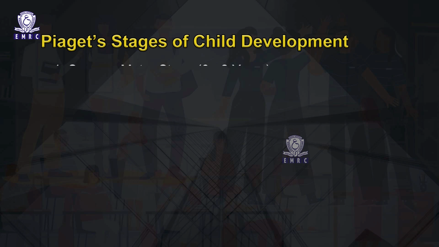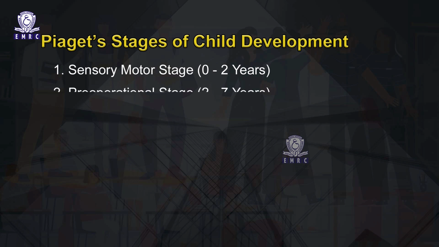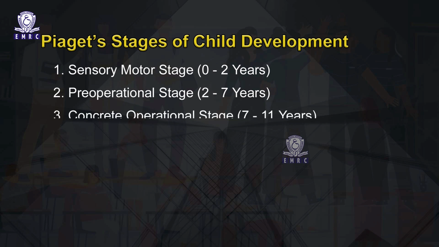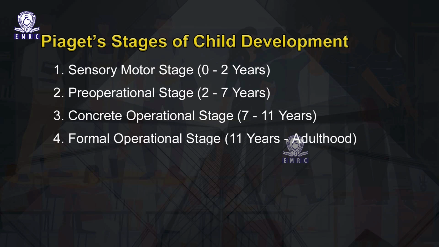Jean Piaget's theory of cognitive development is divided into 4 major stages. First is the sensory motor stage, which runs from 0 to 2 years. Then there is the pre-operational stage, in which the child is 2 to 7 years. The third stage is called the concrete operational stage, for ages 7 to 11. Then finally, it is the formal operational stage, which is from 11 years through adulthood. Let us get into the details of these stages.